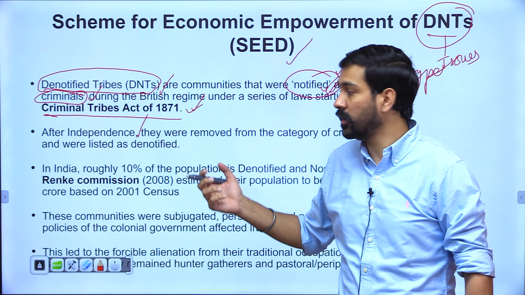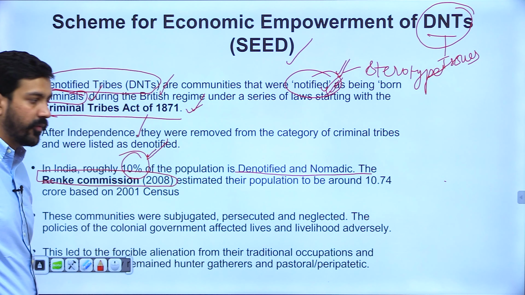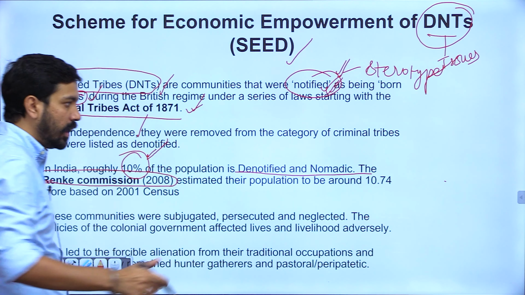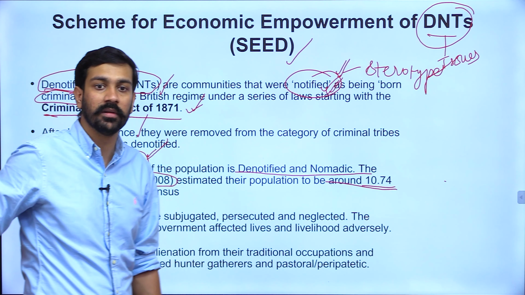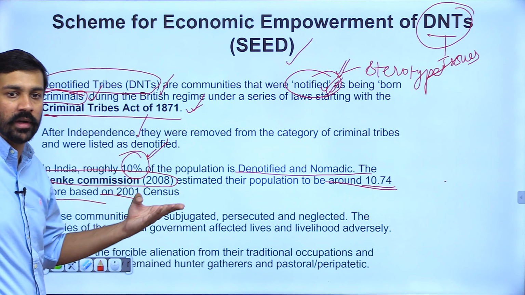First of all, let's look at the statistics. Statistics state that at least 10% of our population is Denotified and Nomadic Tribes. This is in accordance with the Renke Commission that was set up by the government in 2008, which states that these tribes are 10% of our population, around 10 to 11 crore approximately, based on the 2001-11 census. So the status given by the Renke Commission in 2008 states that the number of these Denotified tribes is 10%.